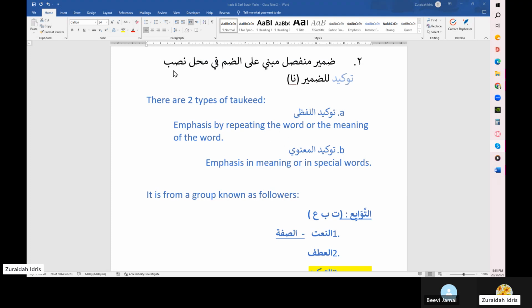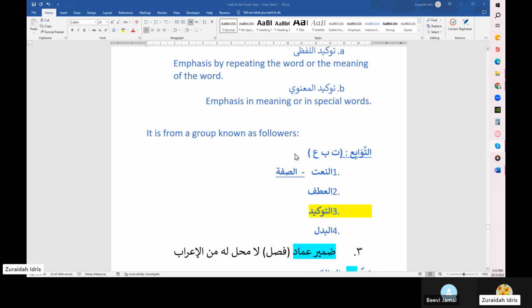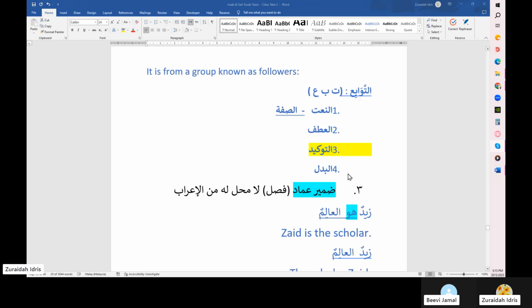So why nasab? Because it's the tawkid of damir na, and na is isim inna, and isim inna is always nasab. So this is why the tawkid itself is also nasab, because it belongs to a group of isims that we call followers, the tawabi, from tabi'a, yatba'u. So these are your tawabi: the sifah, the ataf, tawkid, and badal.